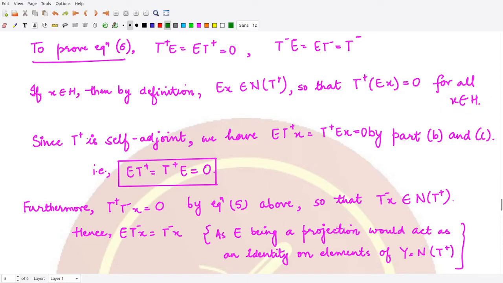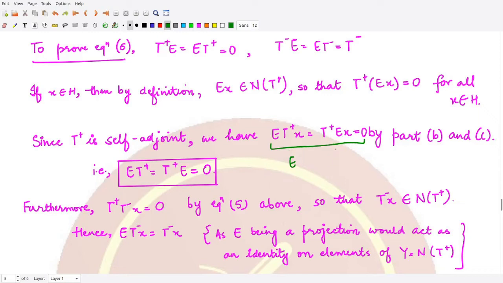Another thing, because we know T positive, being a linear combination of T and B, is self-adjoint. If this is self-adjoint, and moreover we know E T positive of x is equal to T positive E of x, and T positive of Ex is 0, that we already know. So this thing is equal to this thing, since E T positive is equal to T positive E. We already know this from the previous part; we have already proved this.